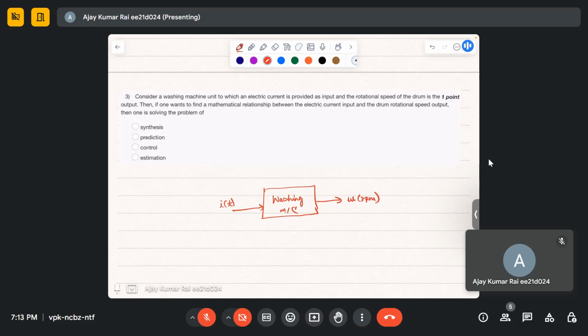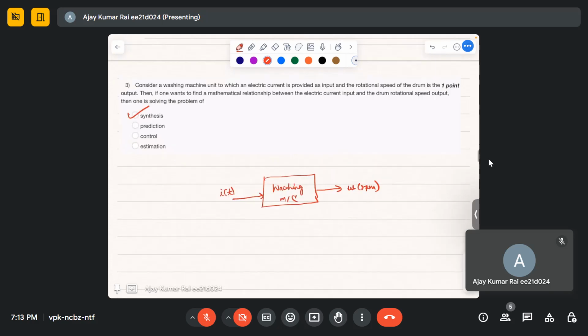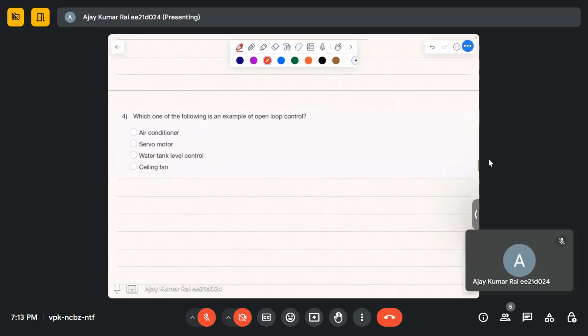Okay, if one then wants to find the mathematical relation between the electric current input and the drum rotational speed output, then one is solving the problem of, obviously, synthesis, right? You know the input, you're providing the input and you're finding out the output, but we don't know the system. So if you want to find the mathematical relationship between the output and the input, that problem we'll call the synthesis problem, right? That we have seen. I think there will be no doubt here.